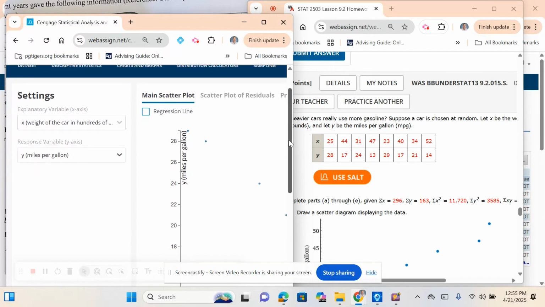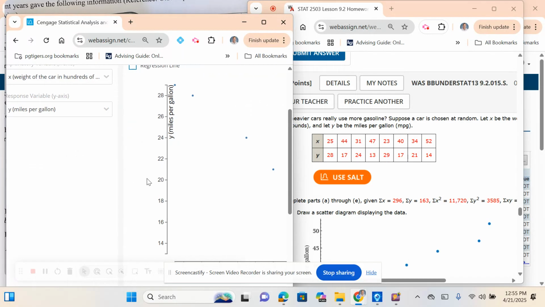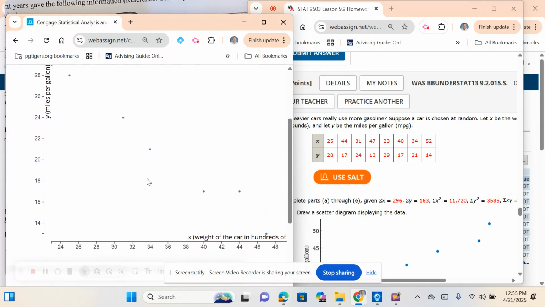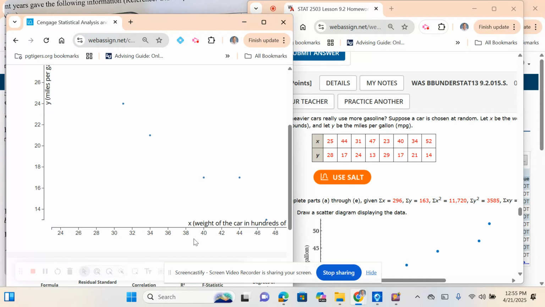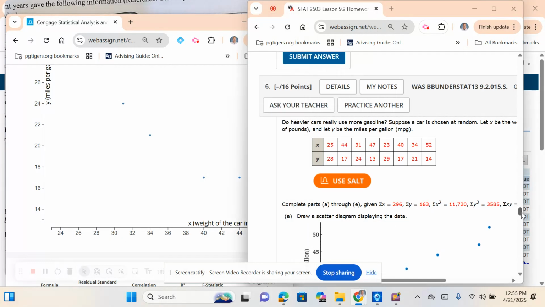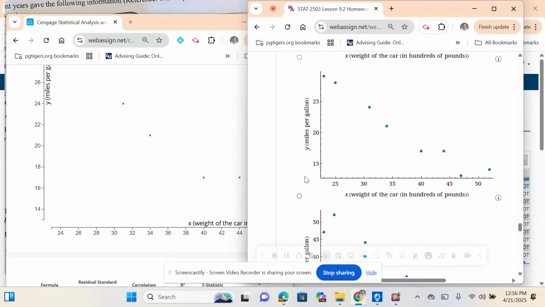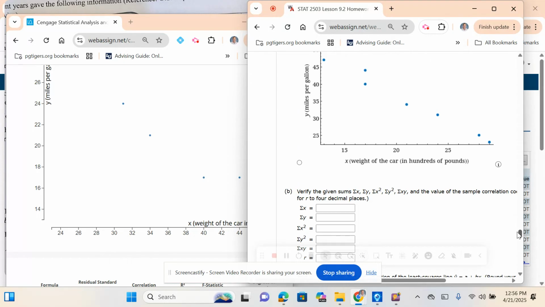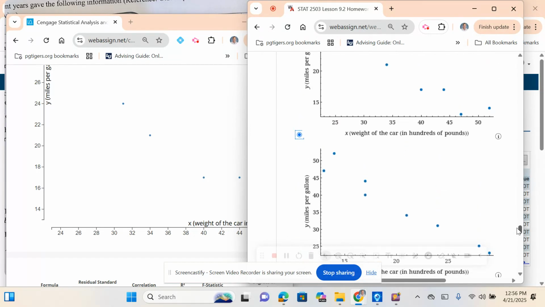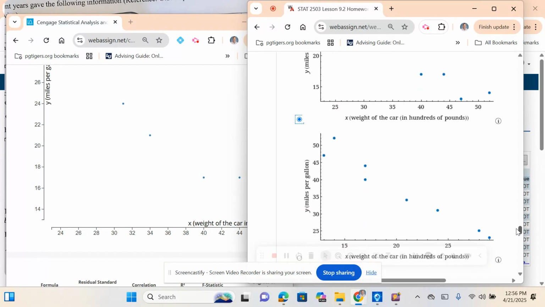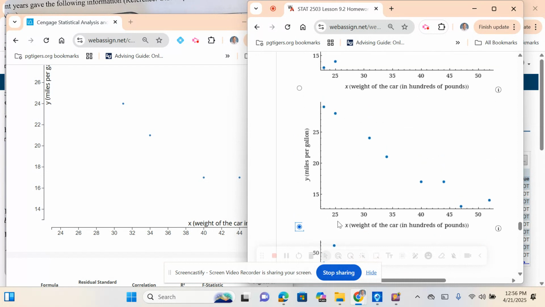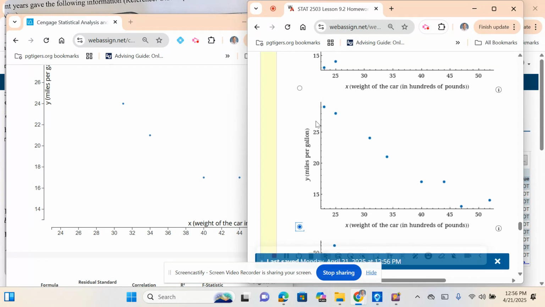Now notice it's a negative correlation this time. We've got larger numbers on the X, smaller on the Y, so negative. Wait, actually, be careful. You see how this last one's backwards. So you've got kind of the larger numbers on the X, not quite as large on the Y.